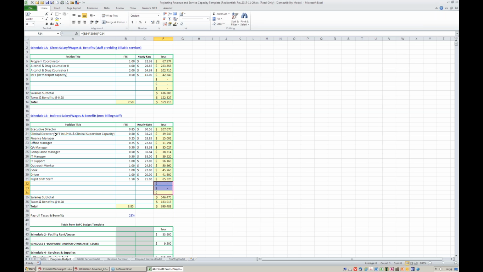FTEs. Down here you've got, for example, a clinical director, at least half of that MFT is in their LPHA and clinical supervisor capacity, not directly billable work. And you've got your finance manager, office QA, compliance, IT, an outreach worker, a cook. Maybe you've got a cook some places, some don't. You have a driver. Now there's some question where maybe you shift that up here to the billable because you can bill for non-emergency transportation. I would put it wherever makes sense. I think it makes sense here, but night shift staff, often called monitors or program assistants, are folks who are basically, after hours, making sure that if anything bad happens, they know who to call.